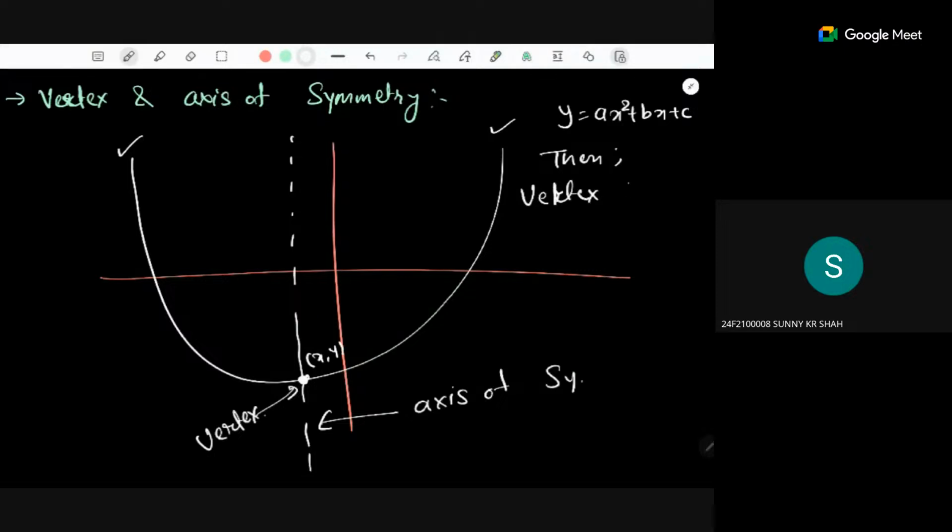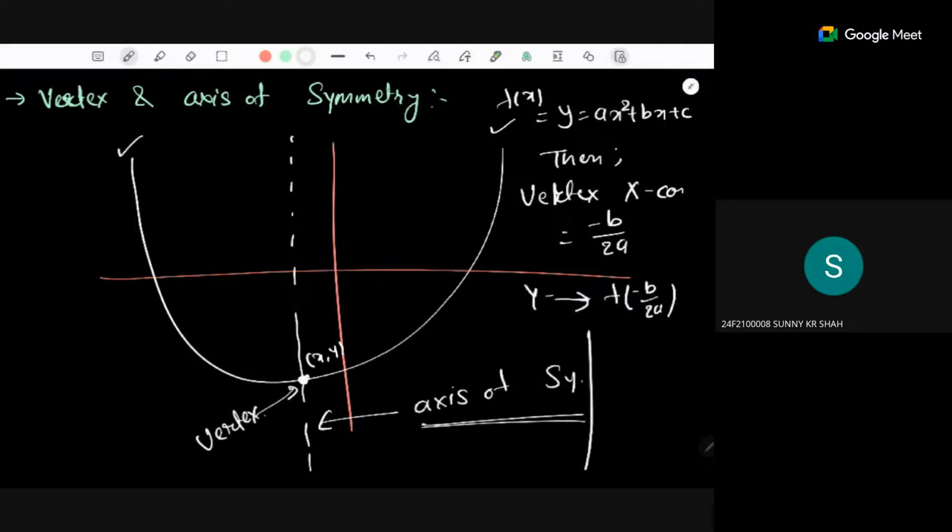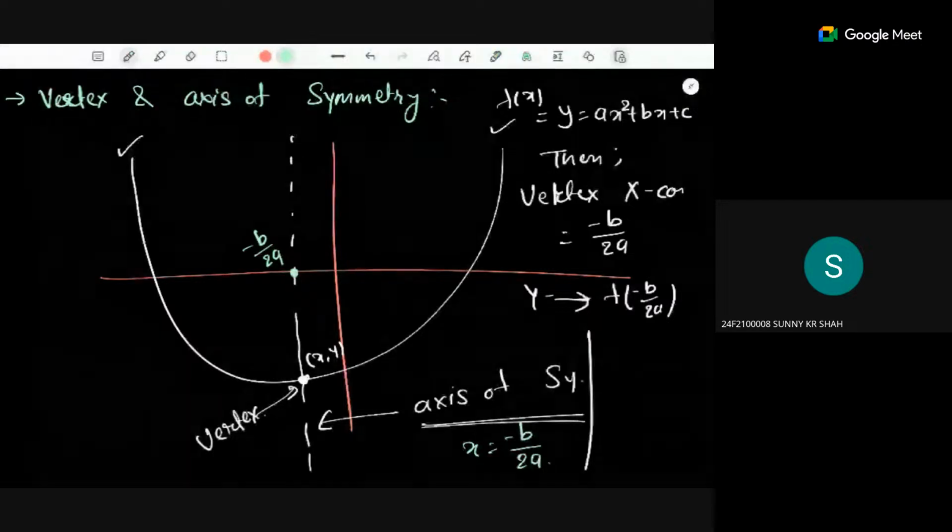The vertex's x coordinate is nothing but minus b by 2a, and for the y coordinate, if you consider this to be f of x, then the y coordinate is nothing but f of minus b by 2a. Similarly, the equation of the axis of symmetry is x equals minus b by 2a. Why is this so? Because we know that it's a vertical line and it intersects the x-axis at minus b by 2a, so that's why the equation is x equals minus b by 2a.